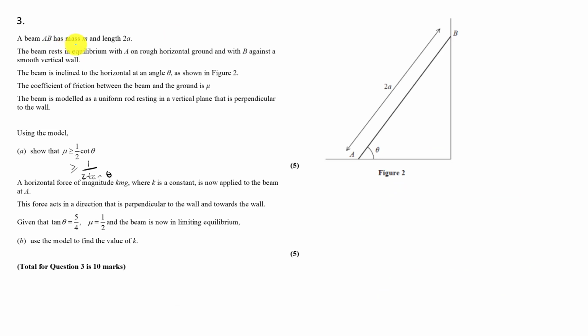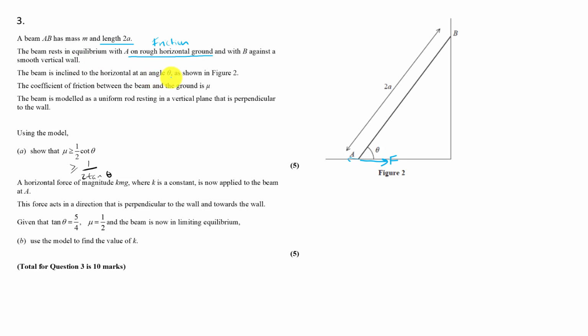Okay, we have a beam AB with mass m and length 2a. Can you see it rests in equilibrium with A on rough horizontal ground? To help us with this question, if this beam was to slide off, it will slide this way, so friction must act this way, because there's going to be friction. The wall is smooth, so there's no friction here.